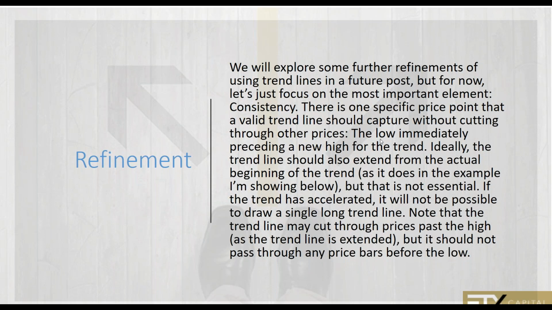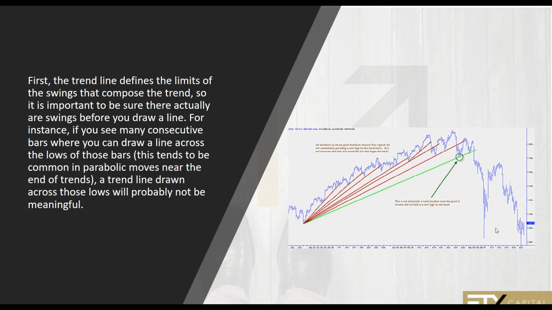And then ideally the trend line should also extend from the actual beginning of the trend, as it does in the example that I'm going to show you, or that we looked at. But that is not essential. If the trend has accelerated, it will not be possible to draw a single long trend line. Note that the trend line may cut through prices past the high, but it should not pass through any price bars before the low. In other words, if a price violates the trend line, but is only the low of a candlestick or low of a bar chart, but the close stays above it, that is perfectly fine.